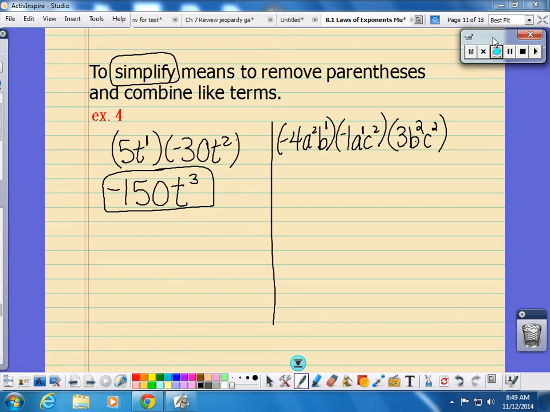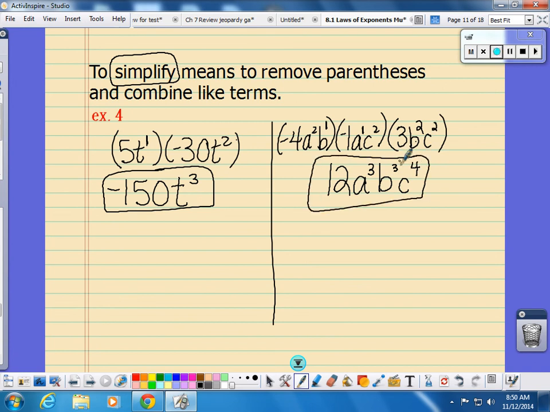Okay, on this problem, I have 3 terms that I'm going to multiply together. I multiply their coefficients. This one will probably not be written in your book. Neither will these ones as exponents. Negative 4 times negative 1 is positive 4. Positive 4 times 3 is 12. And then a squared and a to the 1st. When I add those together, I get a to the 3rd. B to the 1st and b squared, I get b to the 3rd. And c squared and c squared would give me c to the 4th. Does anybody have a question about those?